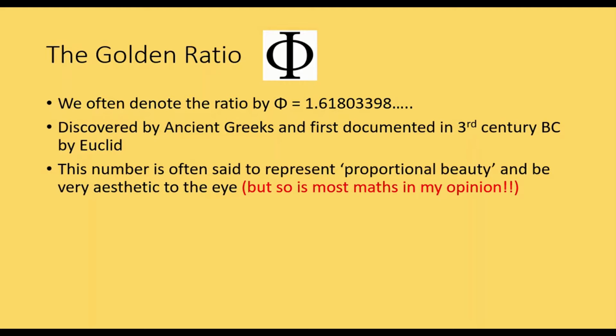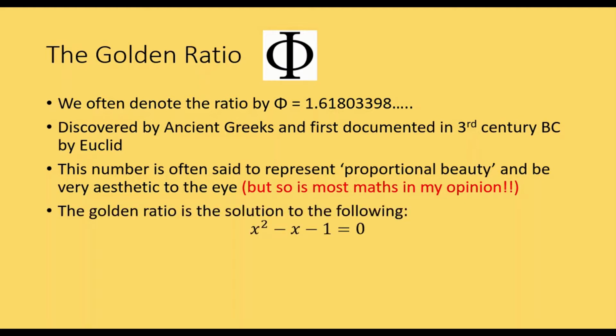Okay, so for those of you in Key Stage 4, you might have studied proportions. So when it comes to proportional beauty, this is the ratio that you would see such a thing in. Okay, and that just means it's very aesthetic to look at. And it's also the solution to this quadratic equation, x squared minus x minus 1 equals 0. But how does it actually relate to nature?